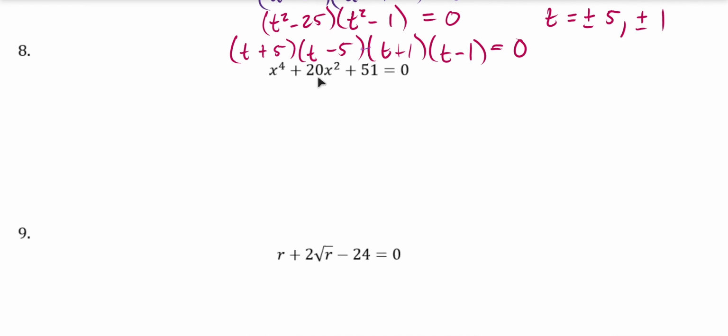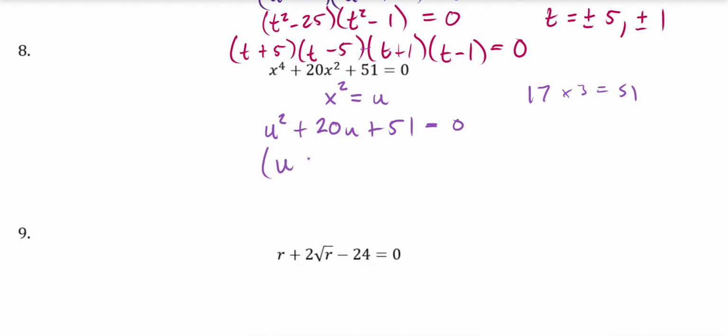We're going to want to see this middle term as being something that we would like to substitute. If I take x squared and call that u, then u squared is x to the 4th. And that gives us this quadratic polynomial, which we could actually factor. Now, you might think that 51 is prime, but in fact, 17 times 3 is equal to 51. And so we could factor this as u plus 17, u plus 3.